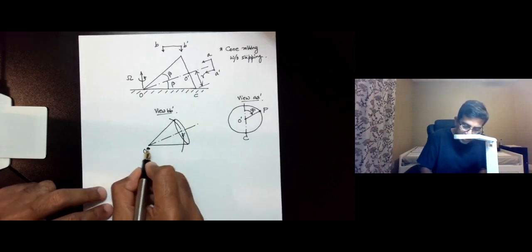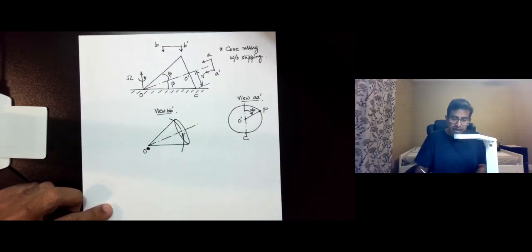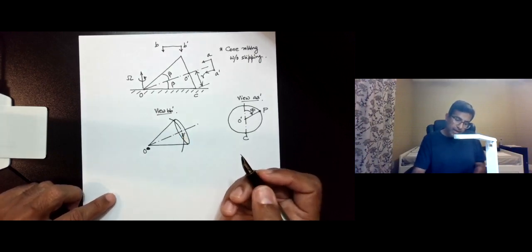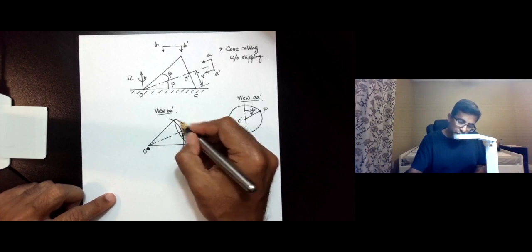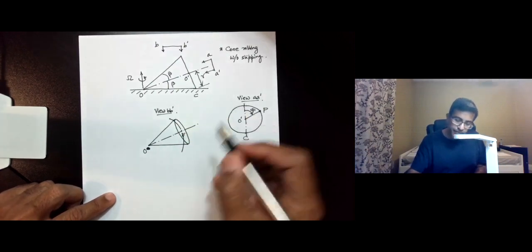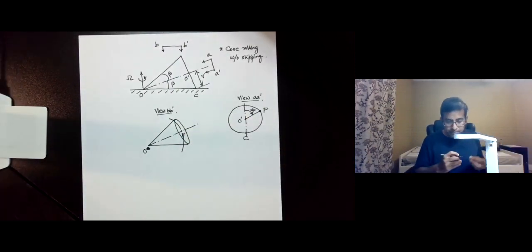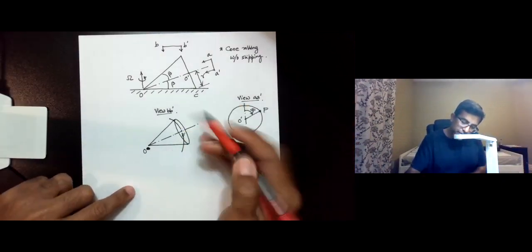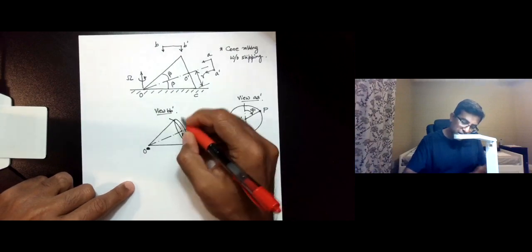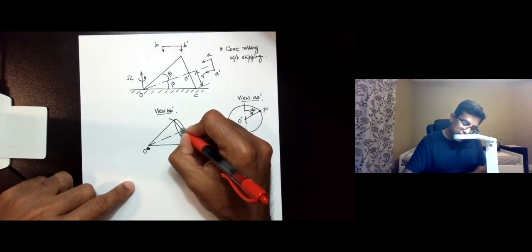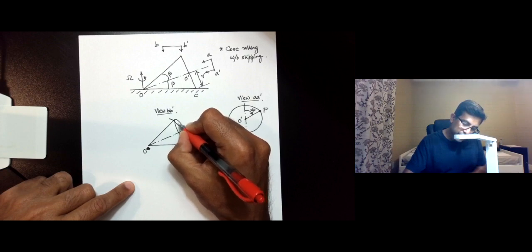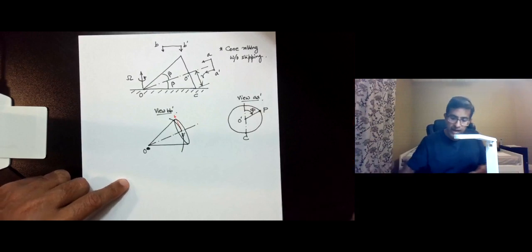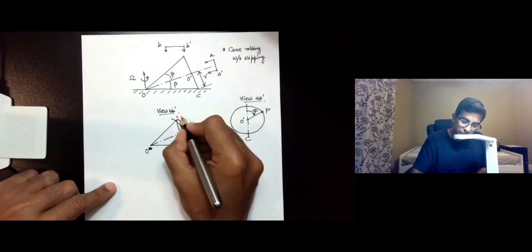Let me just take this one out so that this is the letter O and this point is the letter O prime. The point P would be somewhere here on the circumference. This point O prime would be tracing a circle, and its velocity would be tangential to the circle. So the arrow that I have drawn is the velocity of the point O prime.